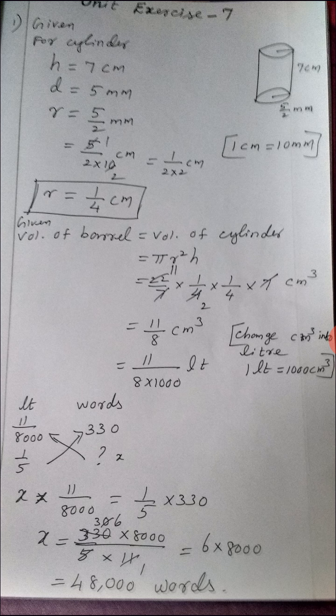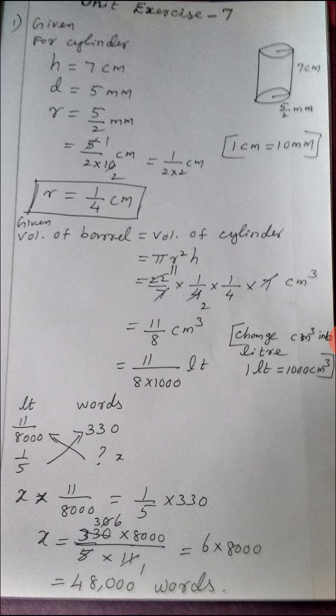The question is, the barrel of a fountain pen, cylindrical in shape, is 7 cm long and 5 mm in diameter. A full barrel of ink in the pen will be used for writing 330 words on an average. How many words can be written using a bottle of ink containing 1/5 of a liter?